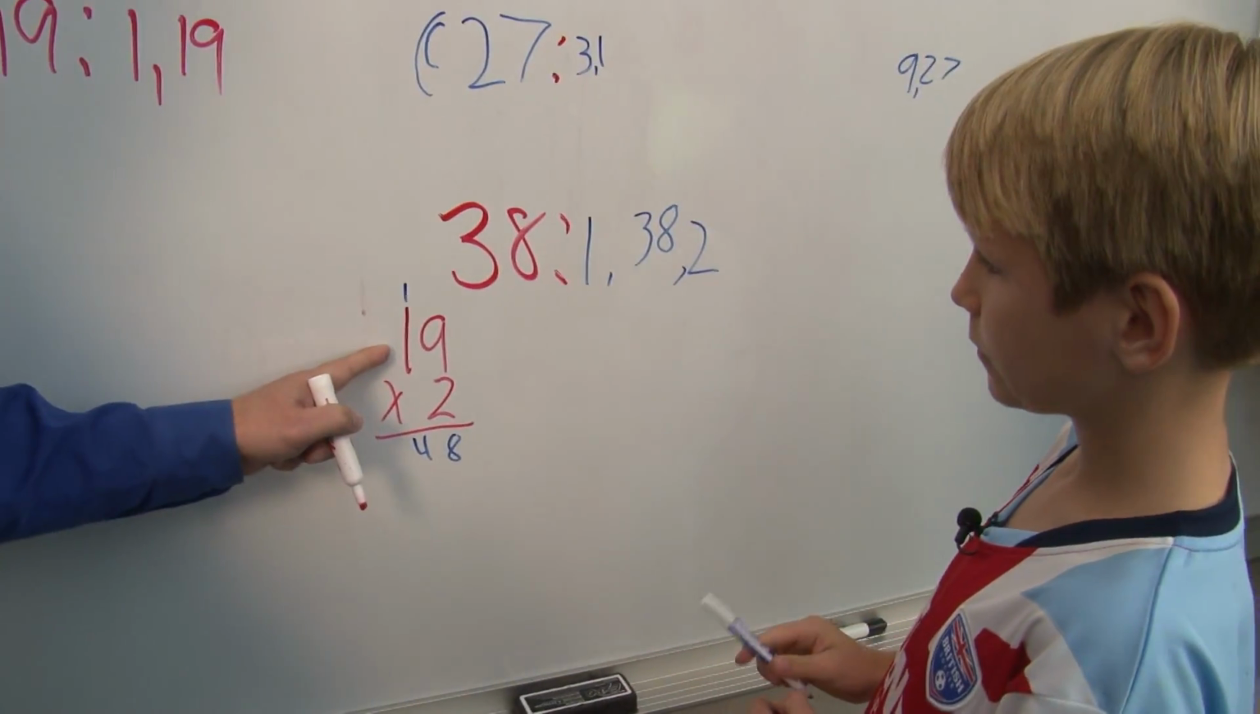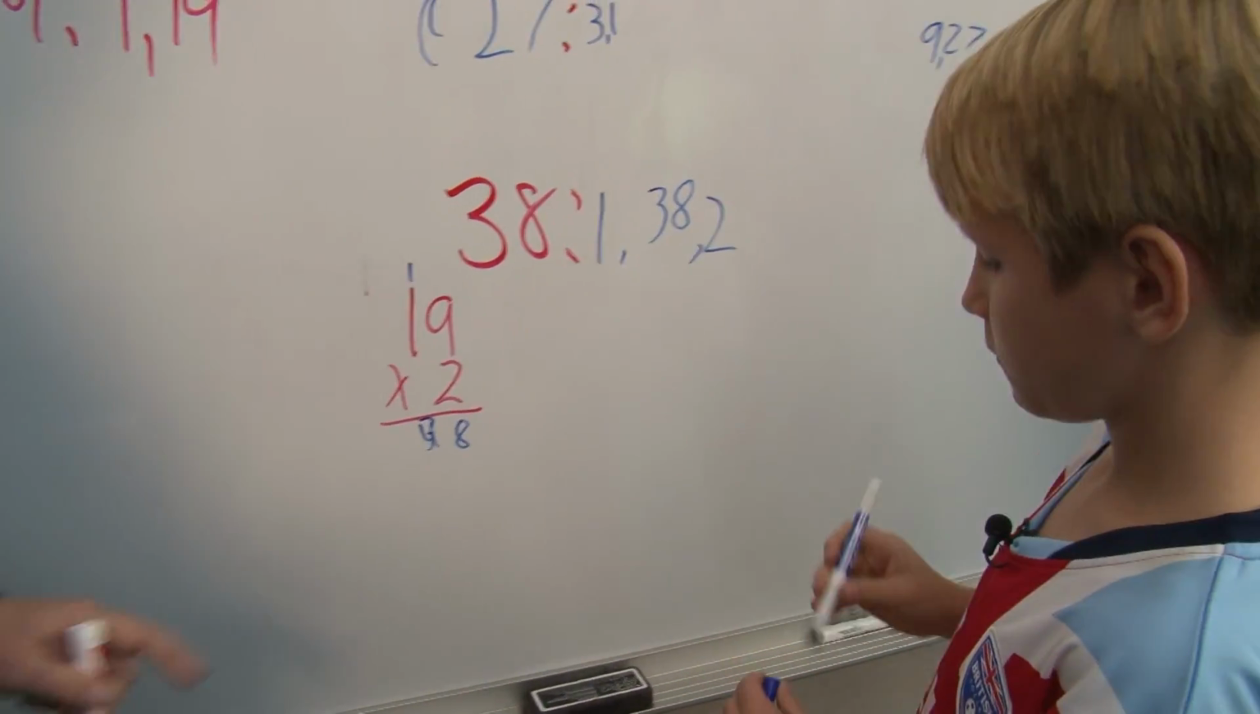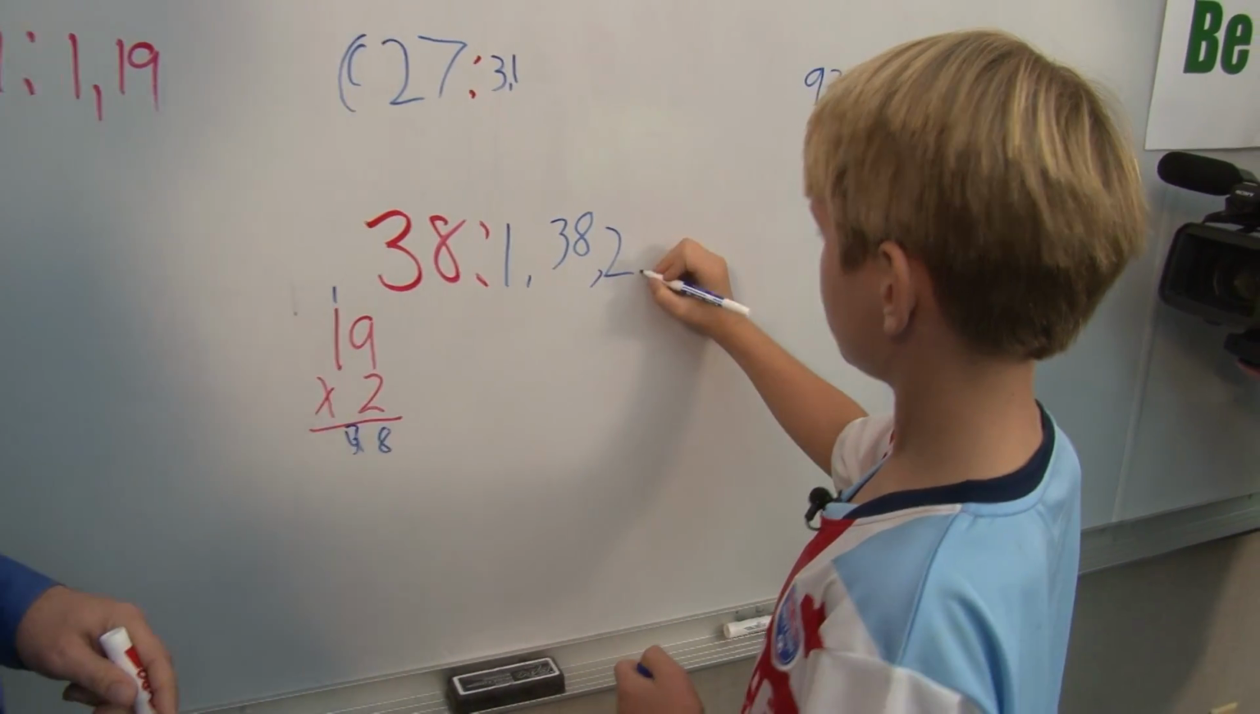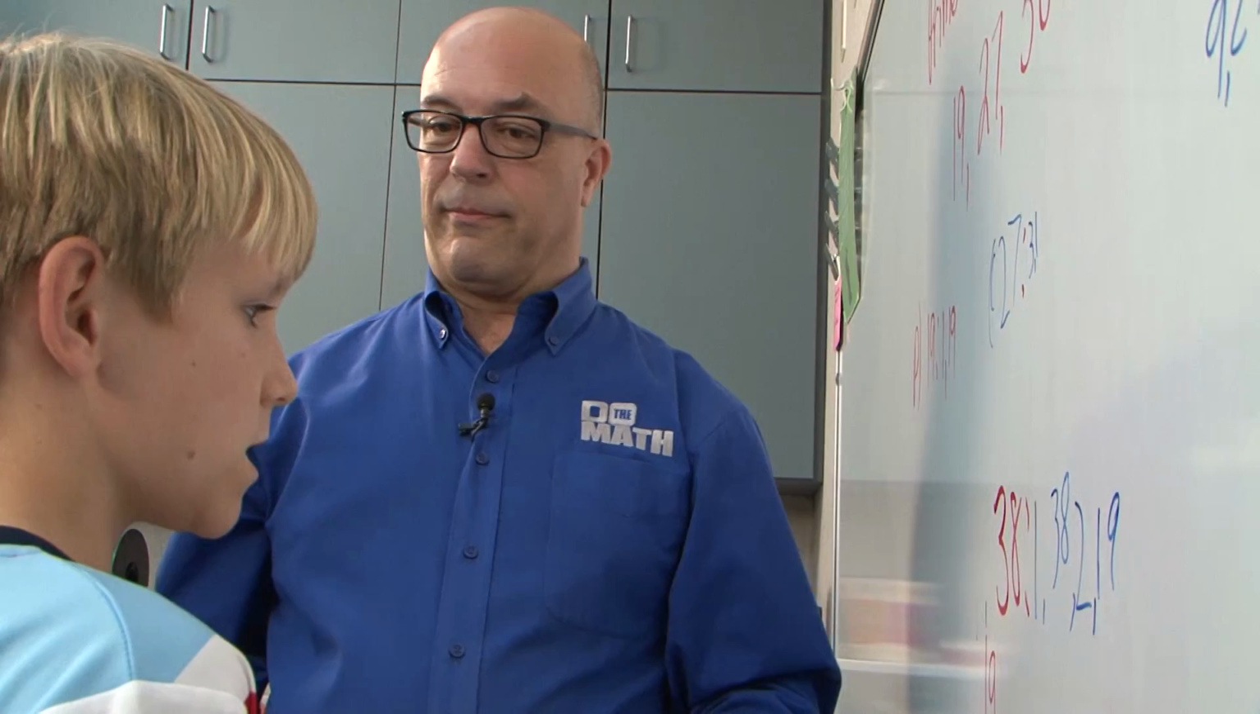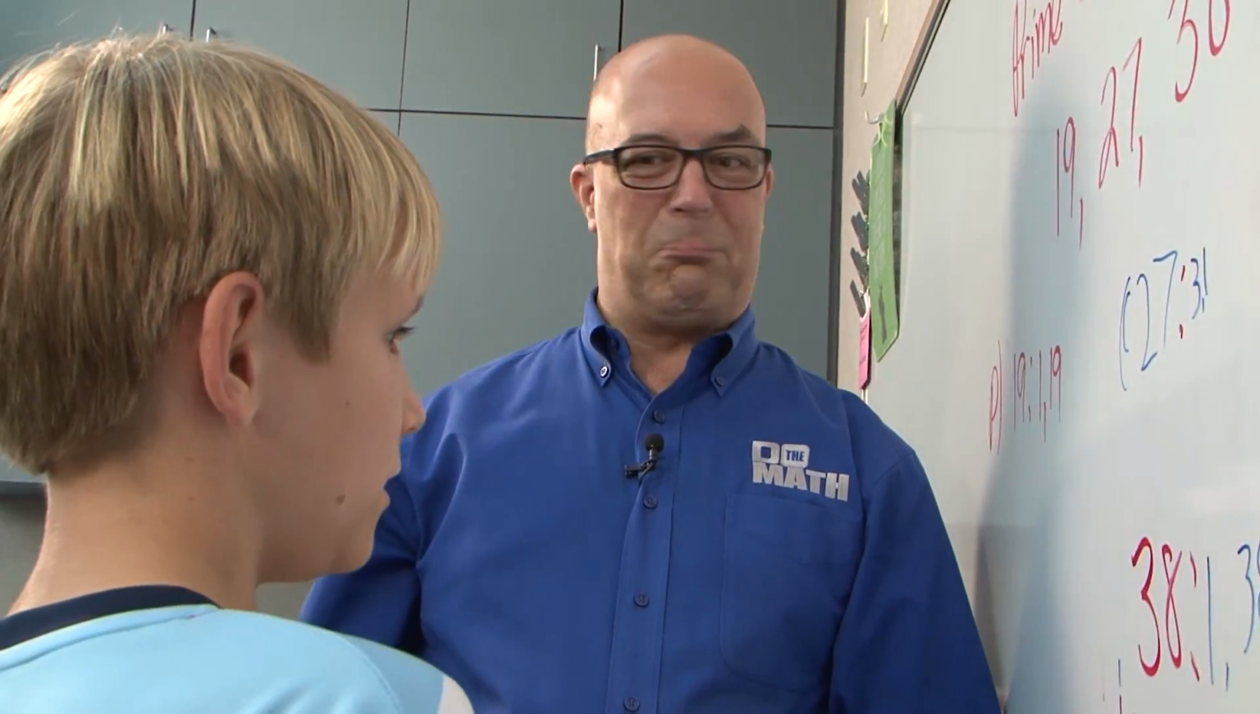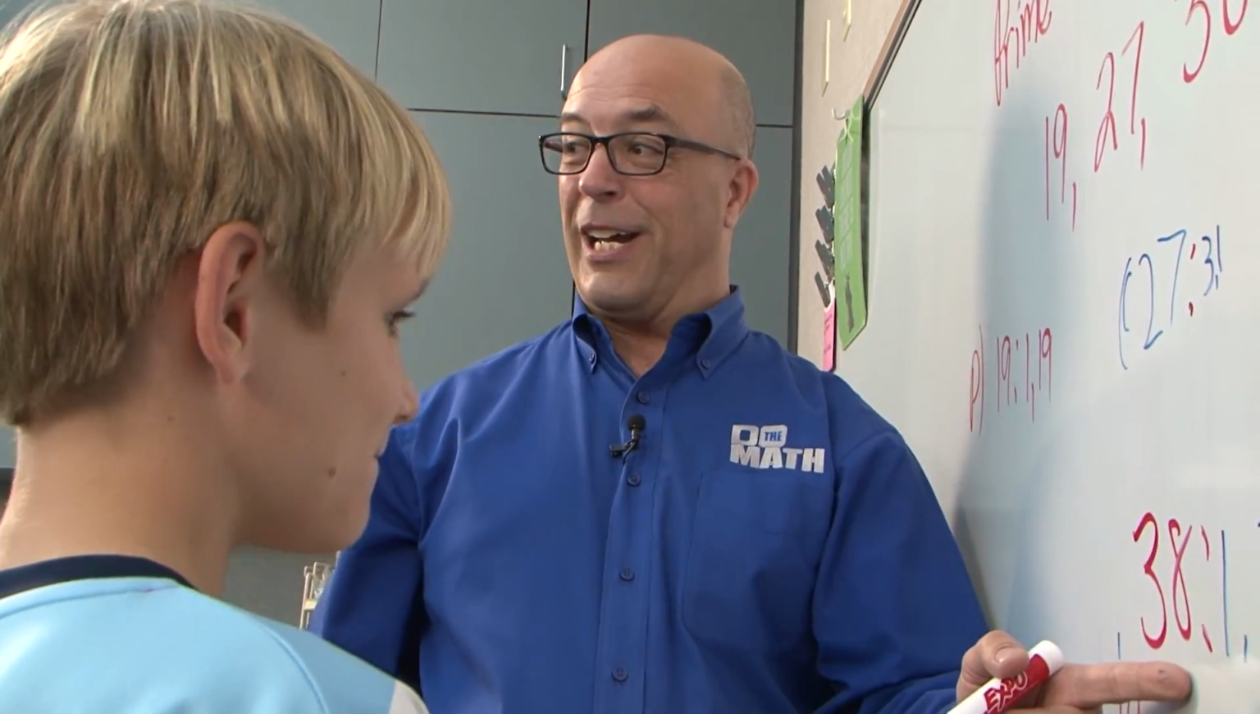Whoa, 2 times 1 is 2, plus 1. There you go, 38. So it's going to be 2 comma 19. What about 3? No, because it would have to be 39, right?